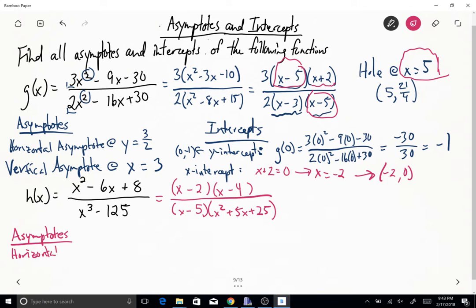Are there any horizontal asymptotes in this case? So first off, do you think there's any horizontal asymptotes? And if so, let me know where they occur.